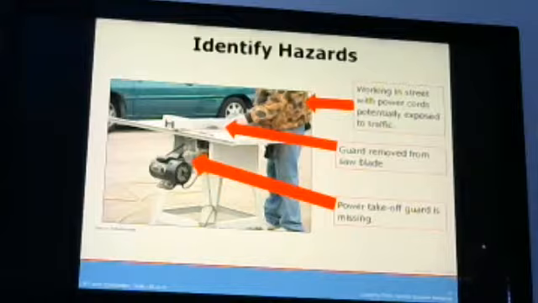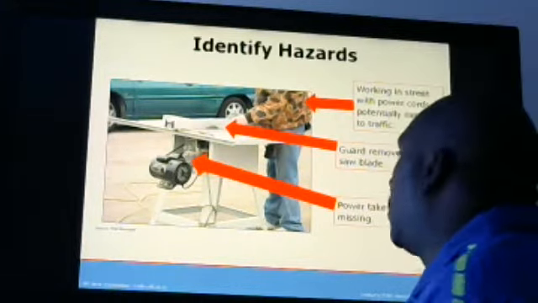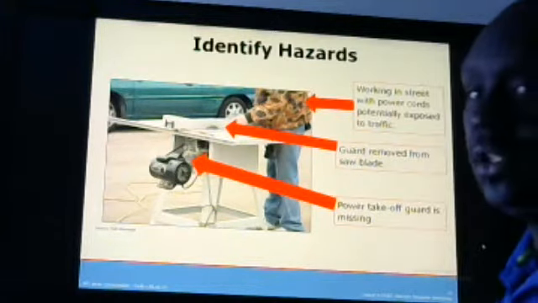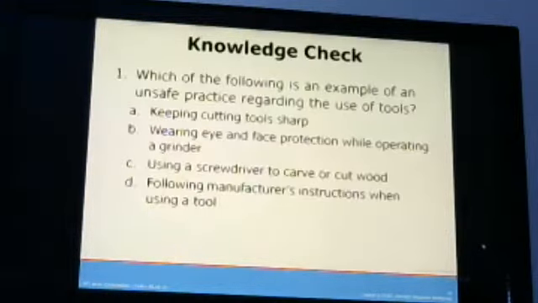And the power take-off guard is missing where the belt is rotating. There's no guard on that as well. So it's three things identified there. The worker has the cord out there, the blade is exposed, and also the power take-off is exposed as well.